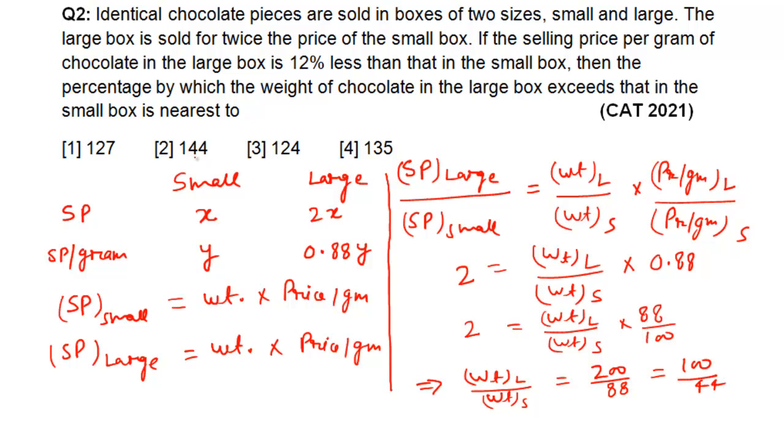So in this question we have to find the percentage by which the weight of chocolates in the large box exceeds that in the small box. Once we know the ratio, we can definitely find the percentage. In percentage terms, percentage increase, what we are looking for is 100 minus 44, which is 56, divided by 44 multiplied by 100. That will come out to be 127.27%. So this is the answer, and option 1 is correct.